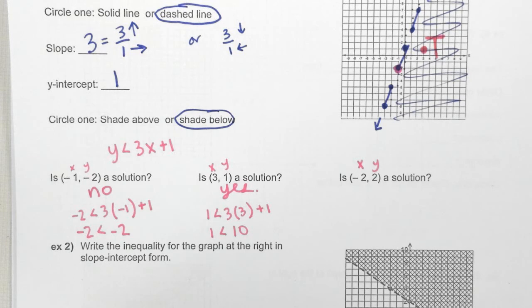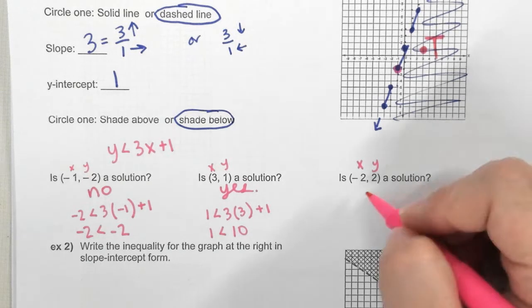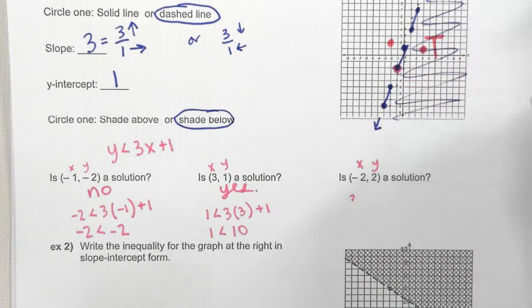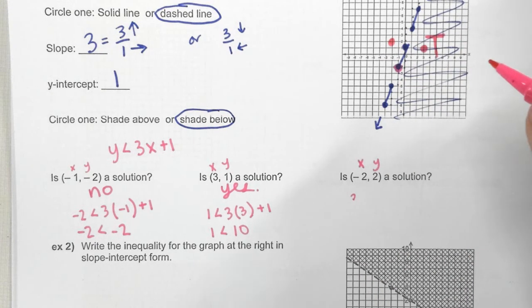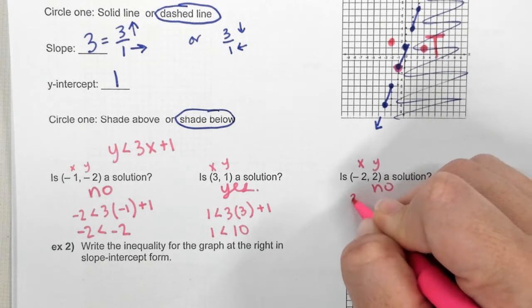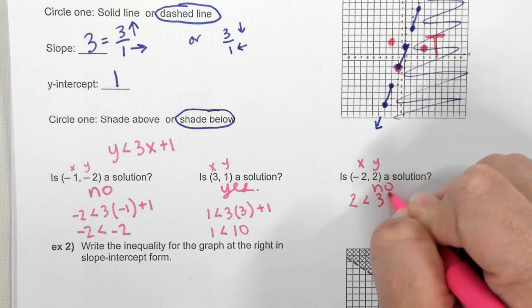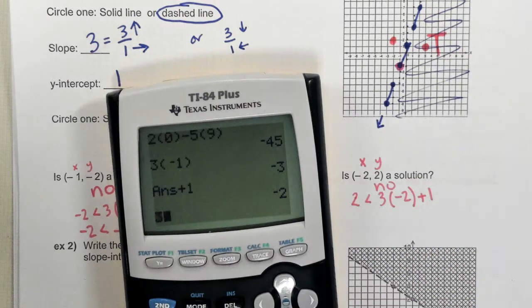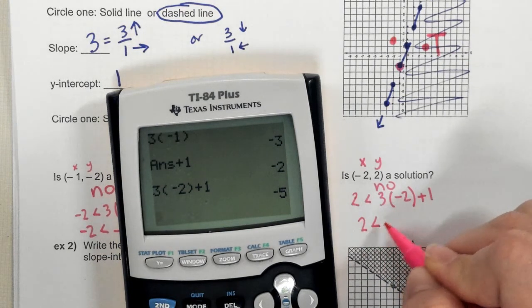Okay, and then last but not least, this one we will plug in, first off, -2, 2. Is it a solution? Yes. No. Okay, it's in a non-shaded area, so it should not be a solution. So when we plug it in, we get 2 is less than 3 times -2 plus 1. Well, that gives me -5. Is 2 less than -5?